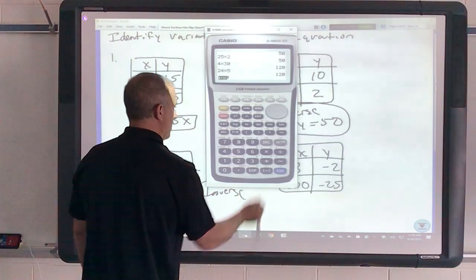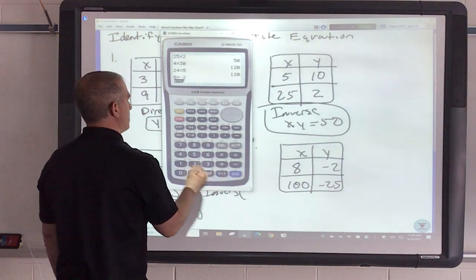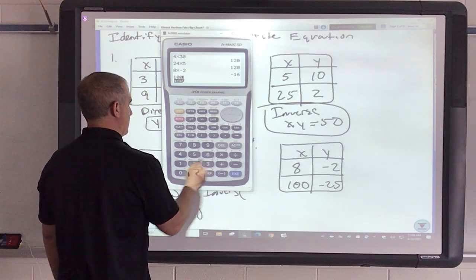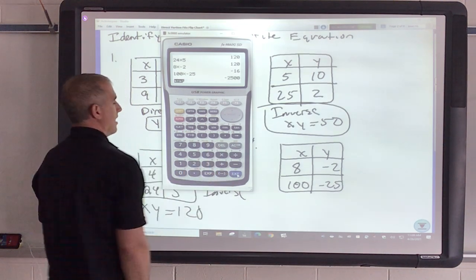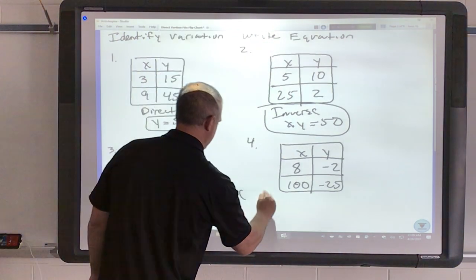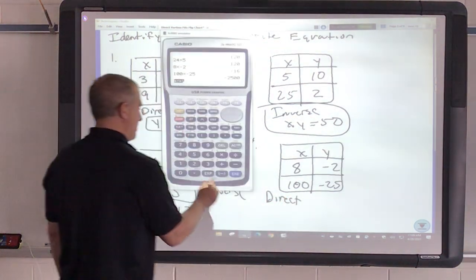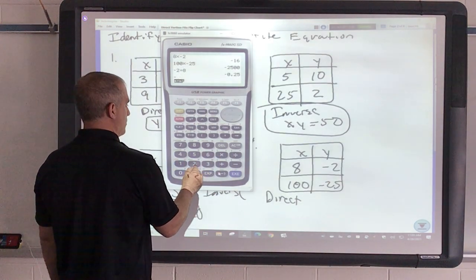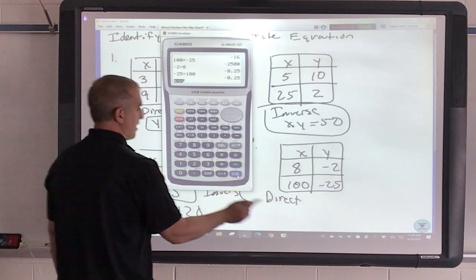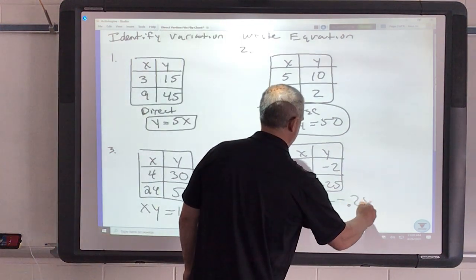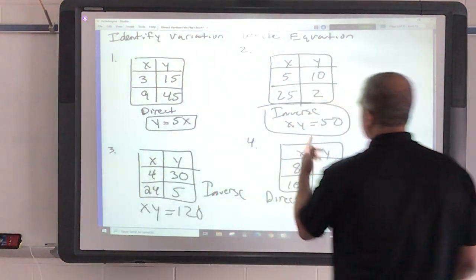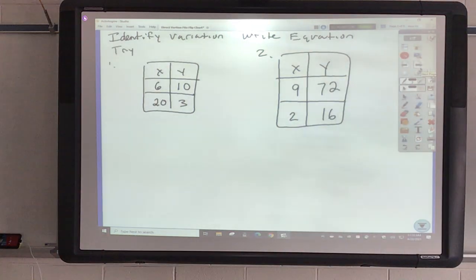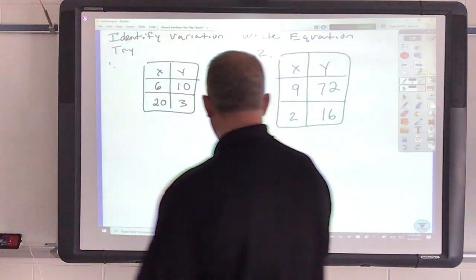Okay, let's try this one. 8 times negative 2, and 100 times negative 25. Obviously those aren't the same, so this is going to be direct. Now let's figure out the number here. I do negative 2 divided by 8, which is negative 0.25. Negative 25 divided by 100 is negative 0.25. So it's y equals negative 0.25x. That's simple. Direct, inverse, all that stuff. So what I'd like you to do is go ahead and practice these two. Go ahead and pause your video.